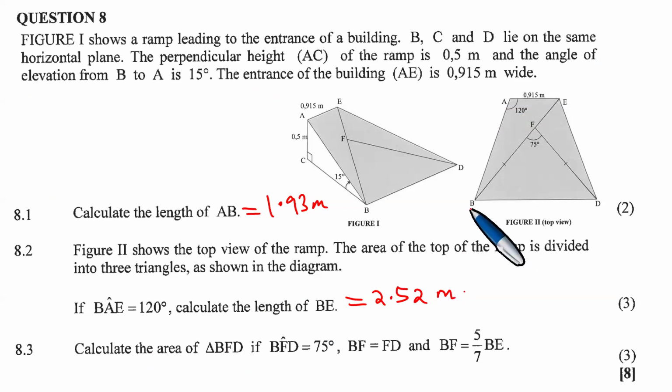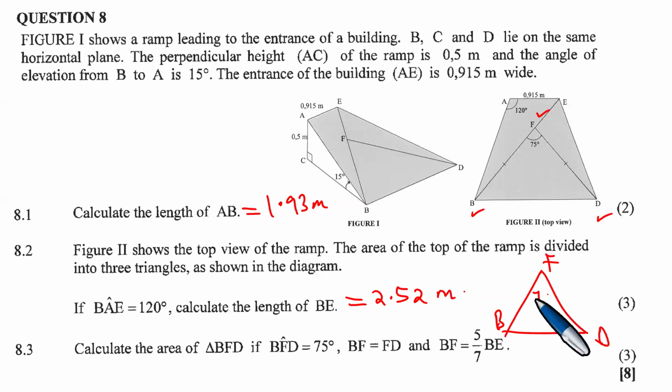The area of the triangle BFD. So we have this triangle BFD. In other words, we have it like this. This is our BFD. This angle here is 75 degrees. And we want to find the size of the area. Calculate the area of the triangle BFD. In other words, we need the area there.